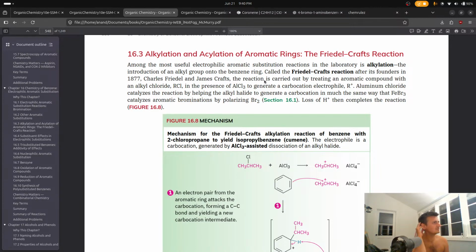Or is it just called aluminum chloride? I don't know.